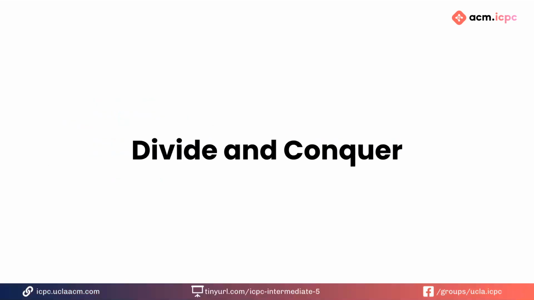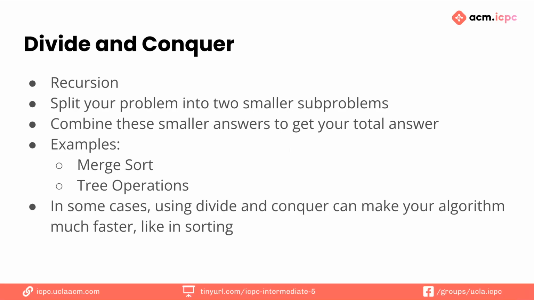Knowing that, we'll go into divide and conquer, and then we can also study how fast our divide and conquer algorithms are. Divide and conquer is just recursion, but it happens in a slightly different way. We split our problem into 2 subproblems of roughly equal size, solve these 2 subproblems, and then combine the 2 answers to get a total answer. Two examples of where we see this are in Mergesort and in tree operations. In some cases, using divide and conquer can make your algorithm much faster, like in Mergesort, which we'll see in a bit.